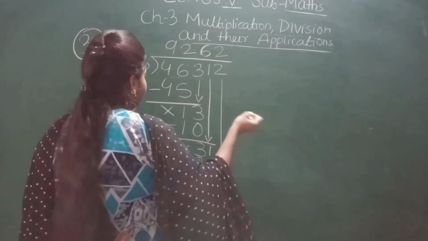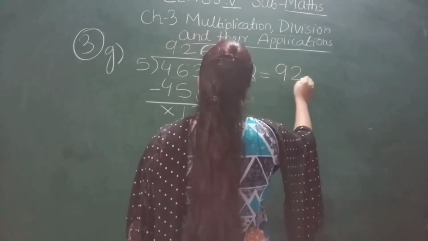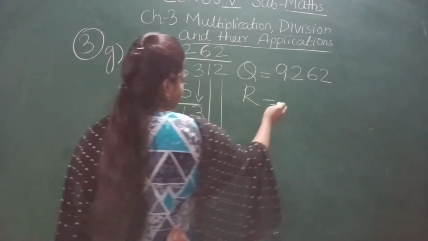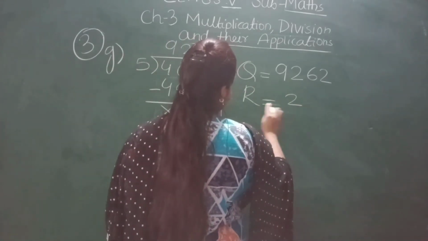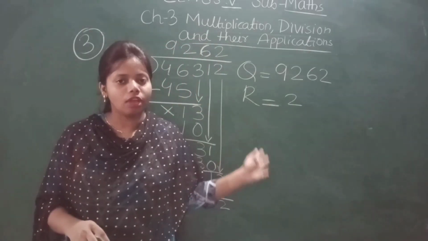Now let's write what the quotient is. Q means quotient. What is it? 9262. And what is the remainder? The remainder is 2.